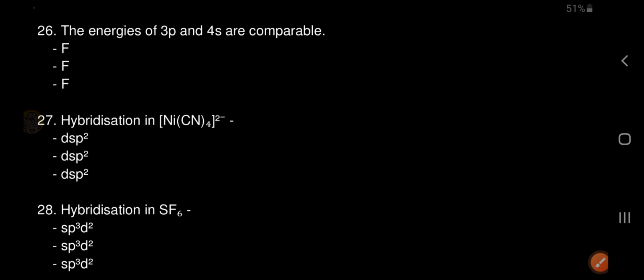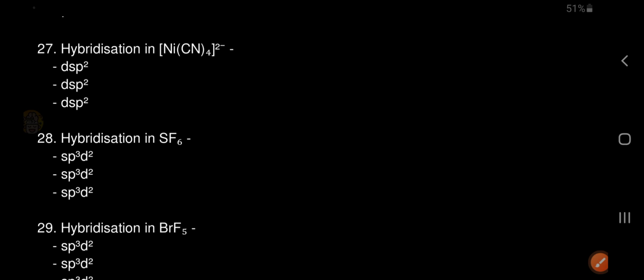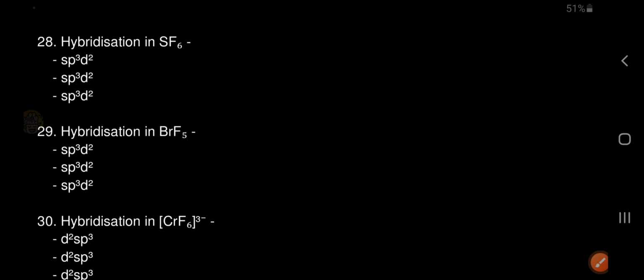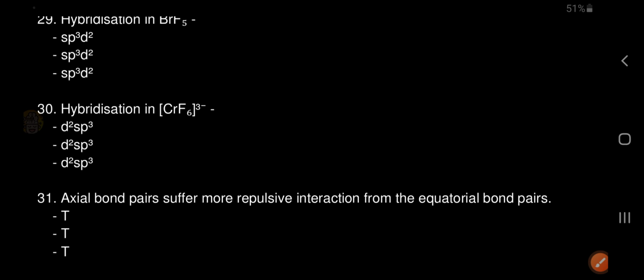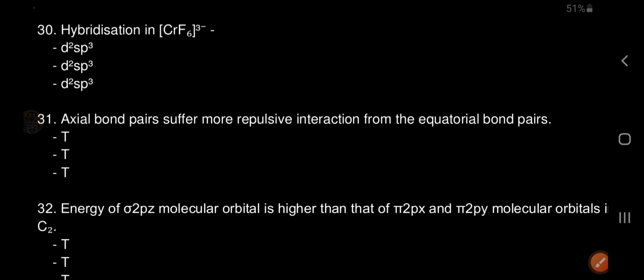Hybridization in [Ni(CN)4]2- is dsp2. Hybridization in SF6 is sp3d2. Hybridization in BrF5 is sp3d2. Hybridization in [CrF6]3- is d2sp3. Axial bond pairs suffer more repulsive interaction from the equatorial bond pairs. True.